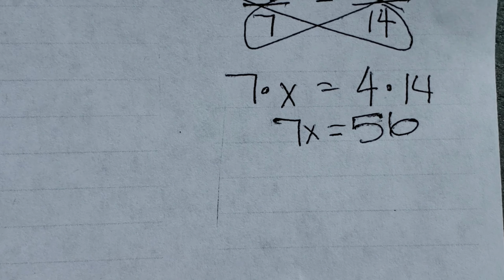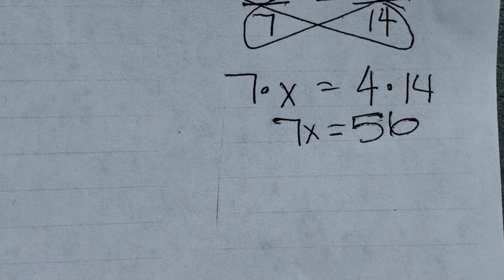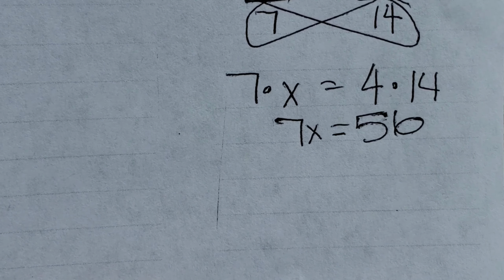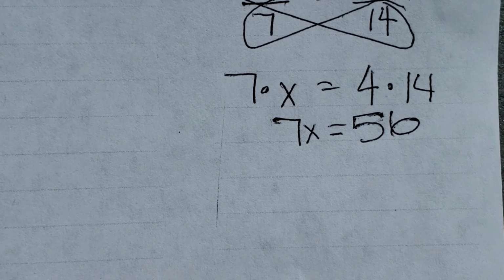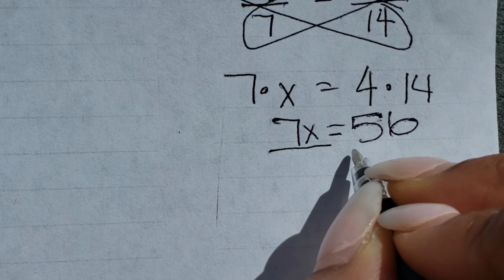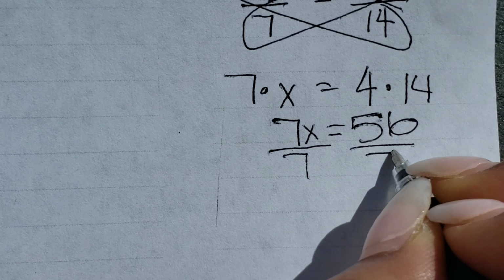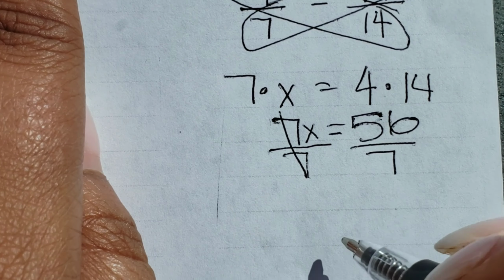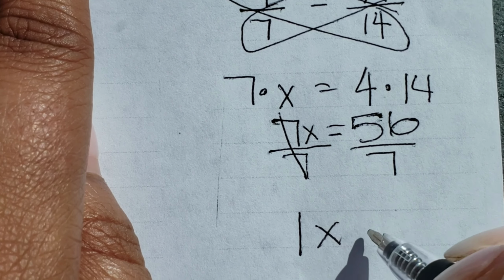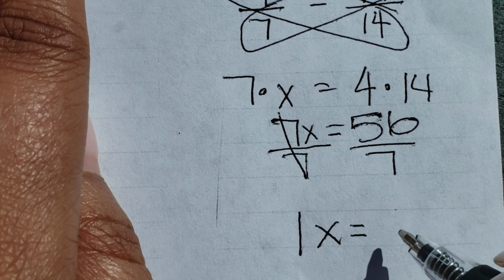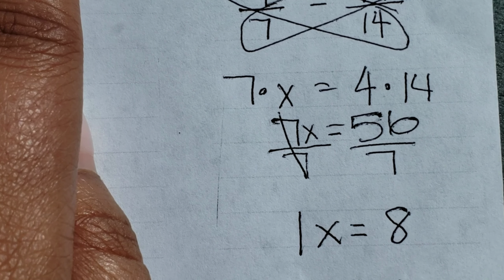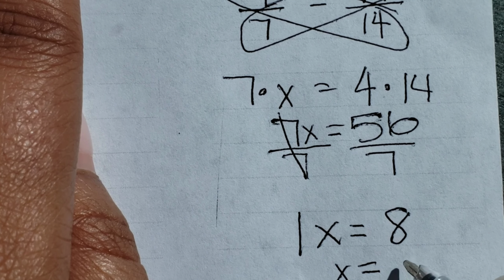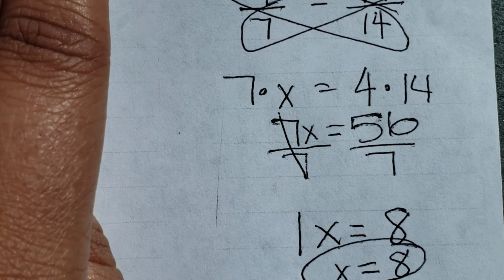I'm going to now see that 7 and x are multiplying. I'm going to do the opposite by dividing. You have to get x by itself, and that's going to be dividing both sides by 7. Those 7's cancel out because they turn into a 1, and I'm left with 1x equals 56 divided by 7, which is going to give me 8. Same thing as x equals 8 because that 1 just drops off.